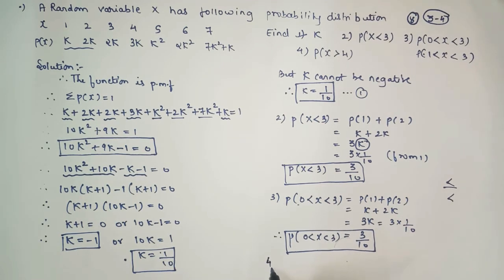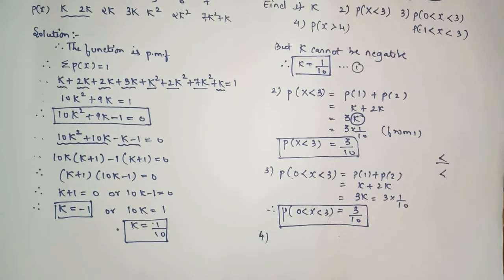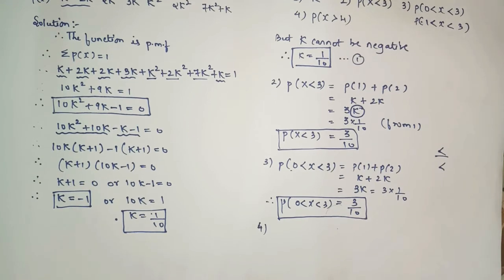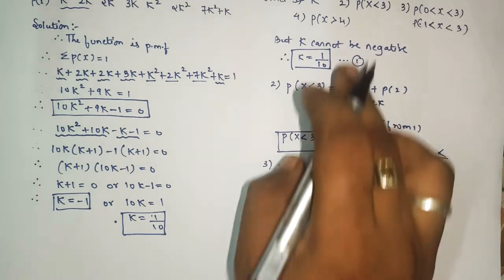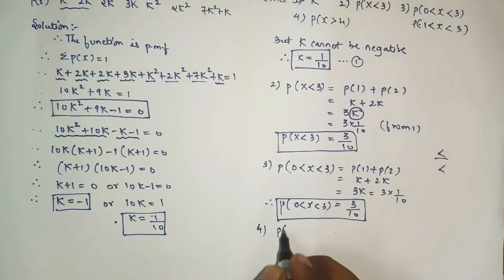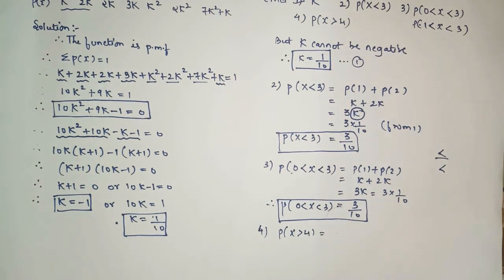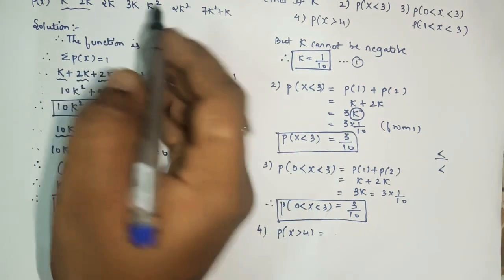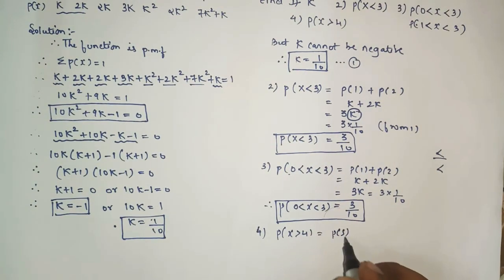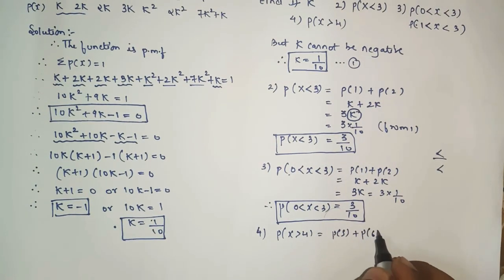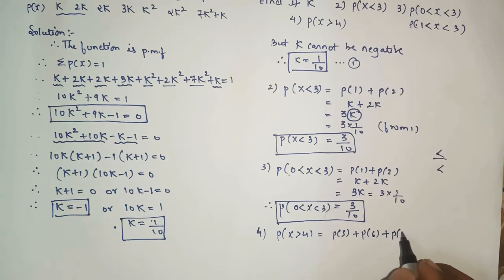Now we'll move on to the next, the fourth one. What exactly do we have to find? For the fourth one we have to find P of x greater than 4. Greater than 4 means 5, 6 and 7.